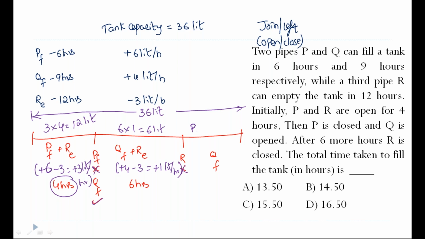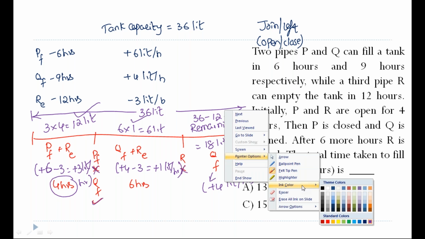Now what is the remaining? Out of 36, 18 liters are to be filled, because 12 and 6 are completed. 36 minus 12 minus 6 gives 18 liters to be filled. What is the one available? Q. What can Q do? It can add 4 liters per hour. So we should add 18 liters at 4 liters per hour.